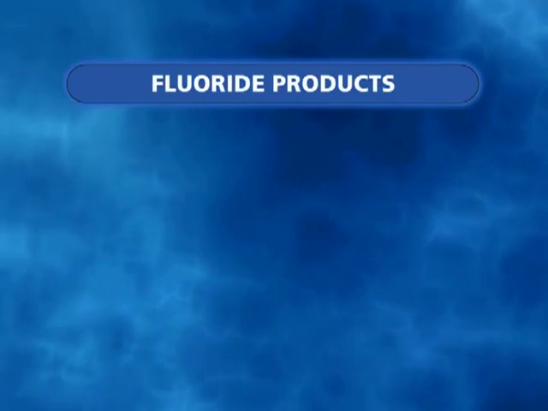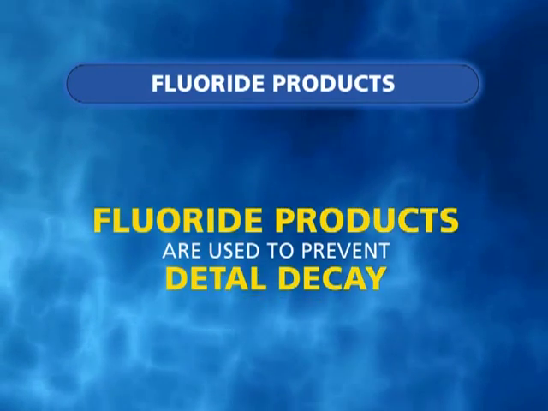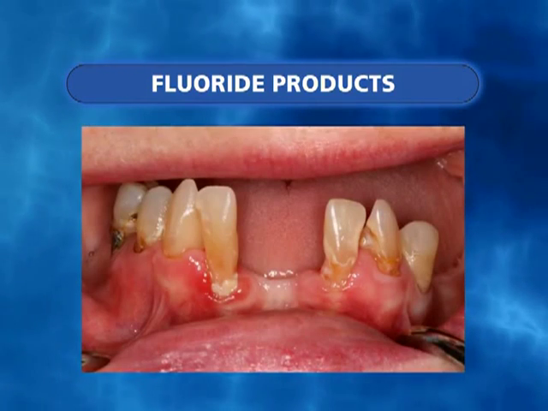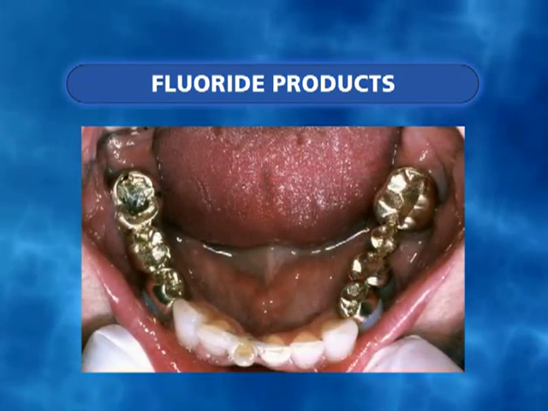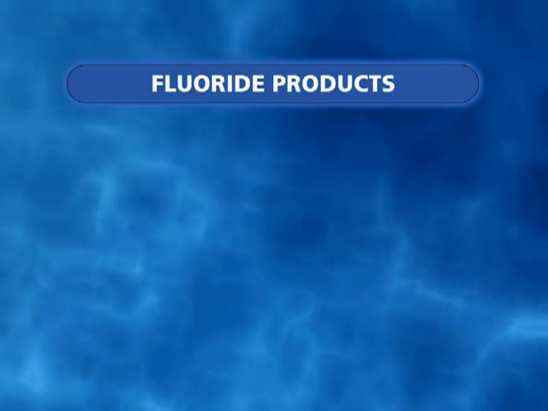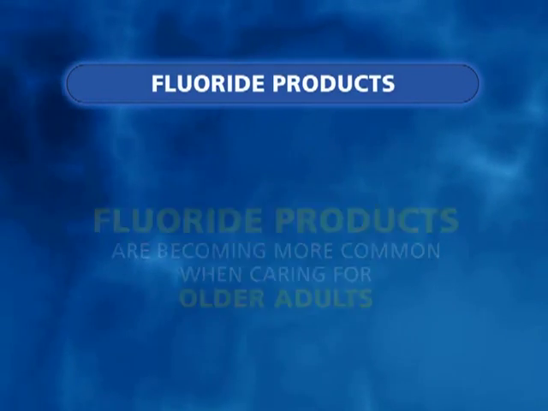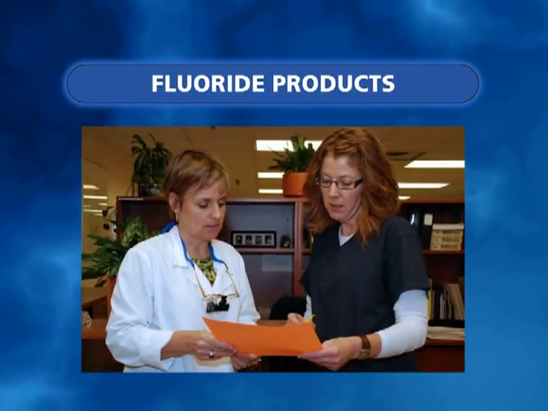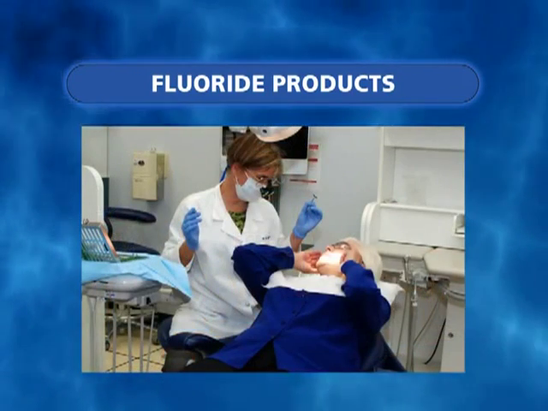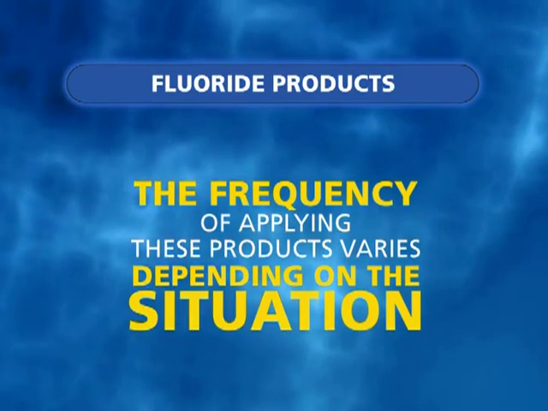Fluoride products. Fluoride products are used to prevent dental decay. They are indicated for people with natural teeth who have a history of dental decay, a high number of fillings, and/or a dry mouth. Although fluoride products are becoming more common when caring for older adults, they are typically prescribed or recommended by a dental professional or primary health care provider. The frequency of applying these products varies depending on the situation.